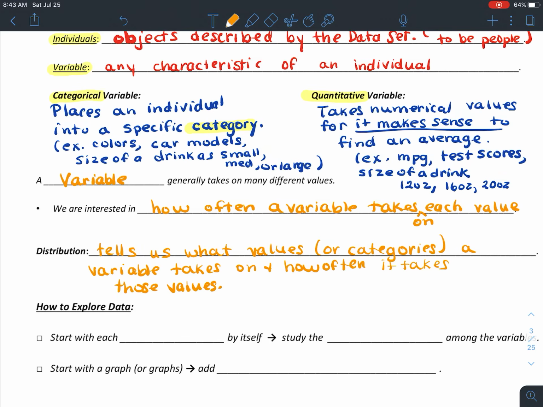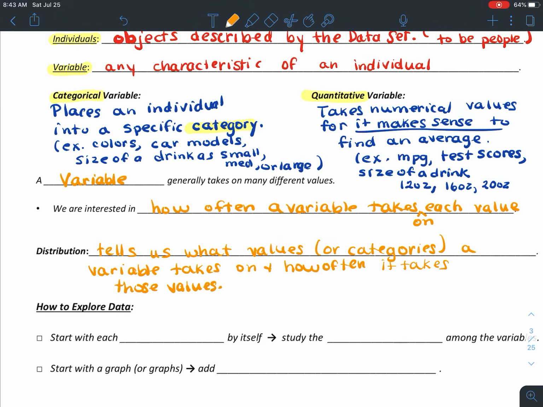Like when you went out and say you surveyed 50 Dover High School students, maybe 10 of them had a 4.0, and so 4.0 is one of the values of the variable, but then somehow we need a way to display that it showed up 10 times in our sample. Okay, that's what we mean when we talk about a distribution, showing what the values were and then how often they actually show up.